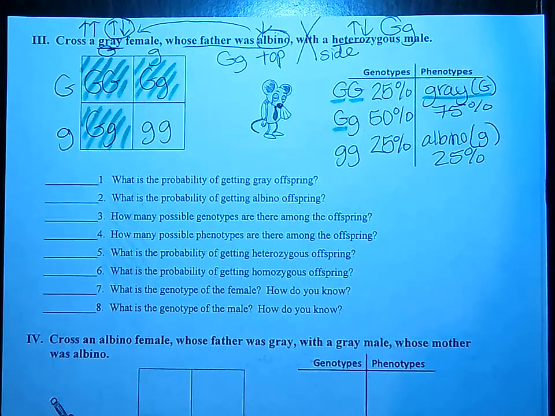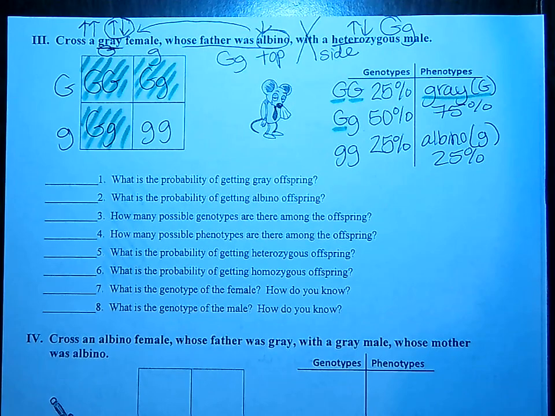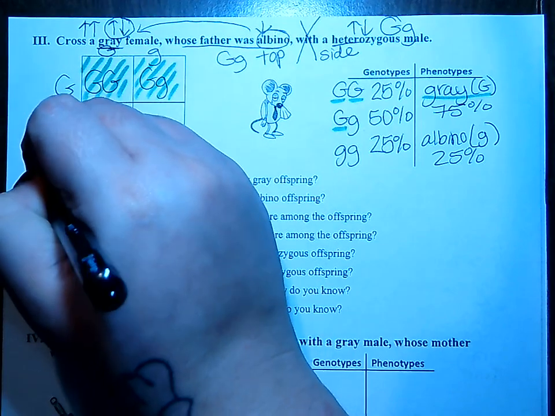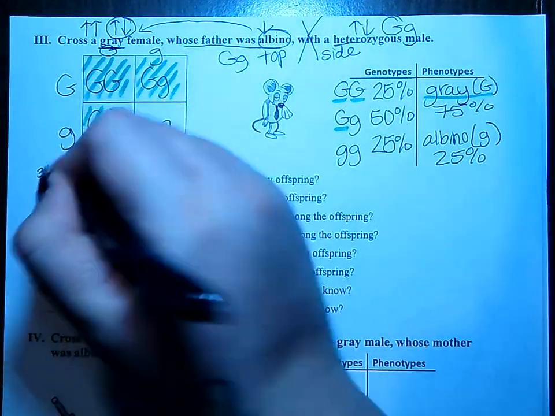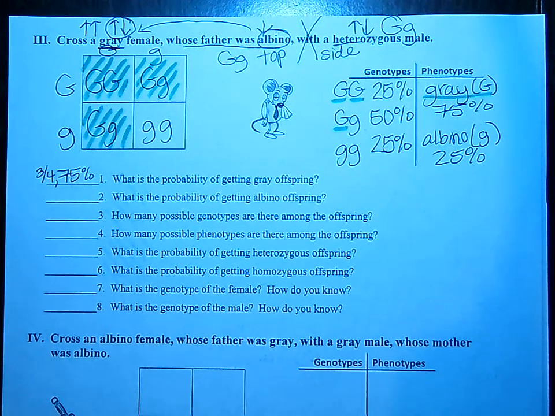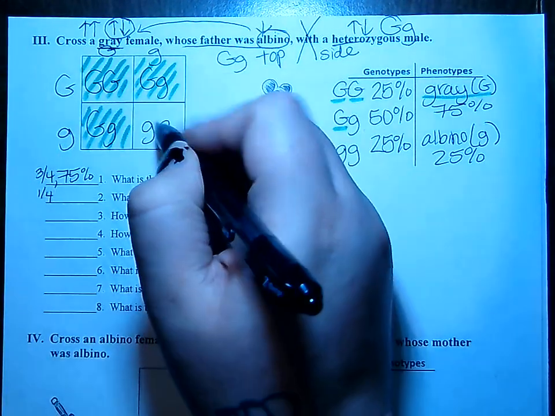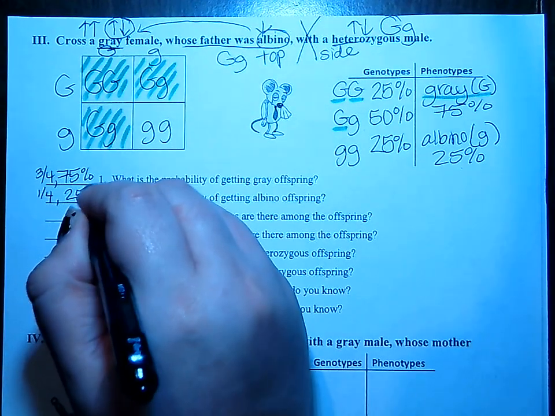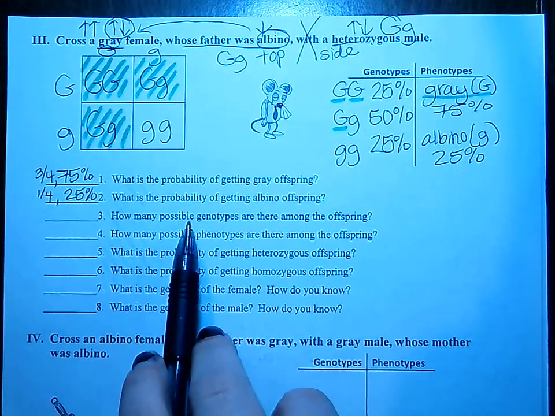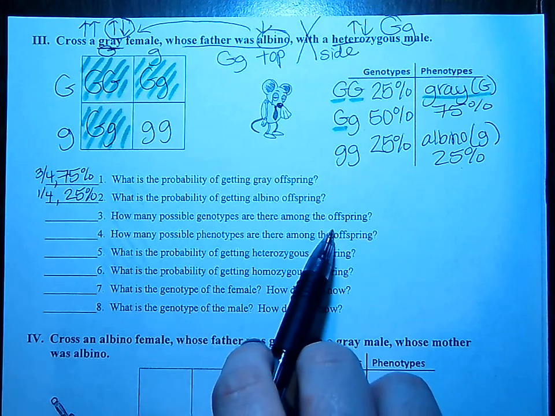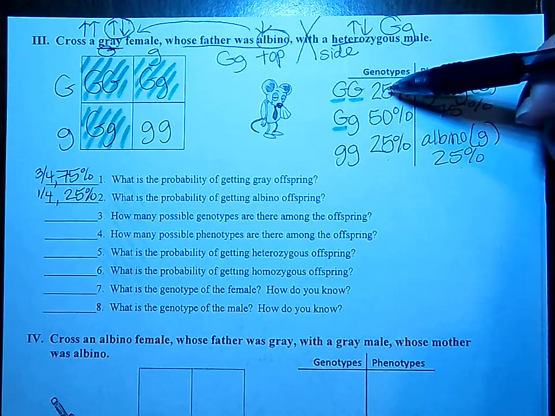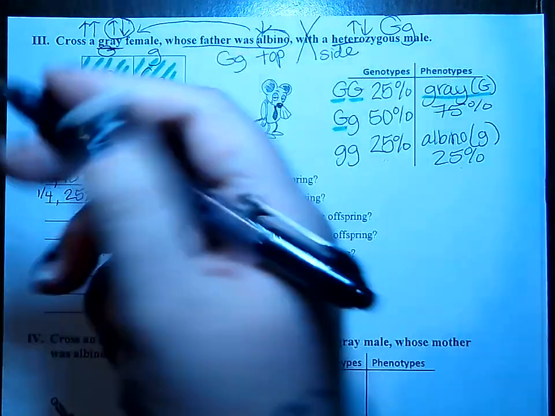All right, let's look at our questions. Number 1, what is the probability of getting a gray offspring? Well, 75%, or you could have written 3/4. Either or. Number 2, what is the probability of getting an albino offspring? Well, that was 1/4 of the squares, or you could have said 25%. Number 3, how many possible genotypes are among the offspring? Well, we have a value for each of the possible genotypes. So there's 3 possibilities.